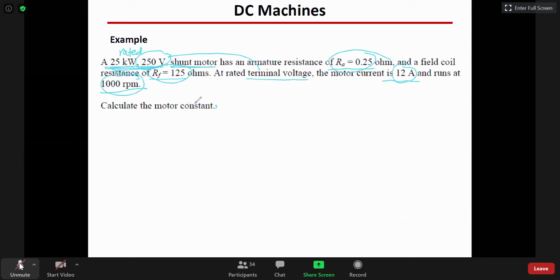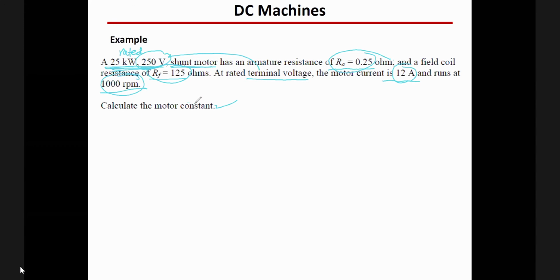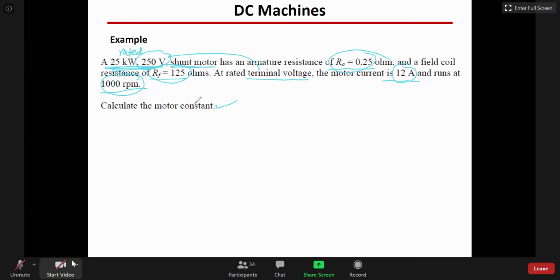Find the machine constant. Yes, this is N. Good point. So the question now: how can we find the machine constant?